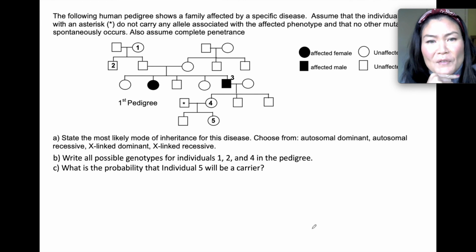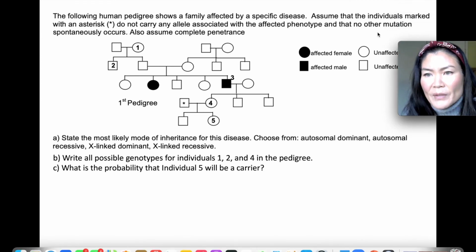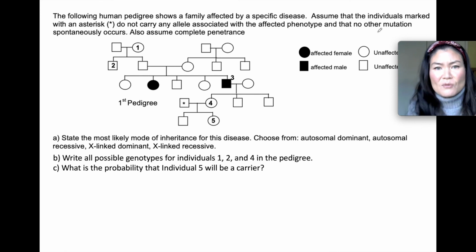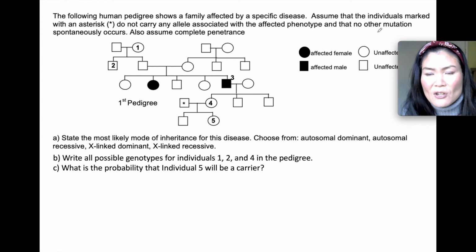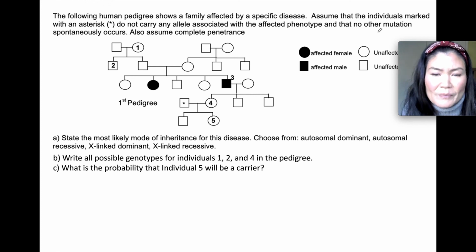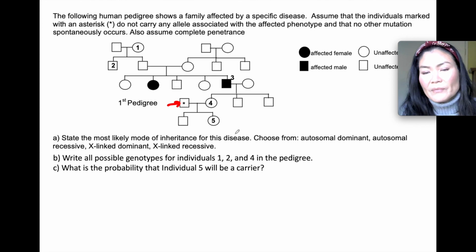But anyway, the following human pedigree shows a family affected by a specific disease. Assume that the individuals marked with an asterisk do not carry any allele associated with the affected phenotype and that no other mutation spontaneously occurs. Basically, it's saying that this person with the asterisk, where is it? Oh, right over here, does not carry it, no family history of it, doesn't have a spontaneous mutation of it, okay?